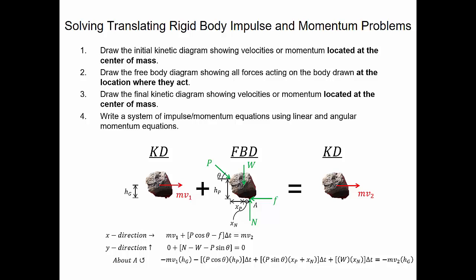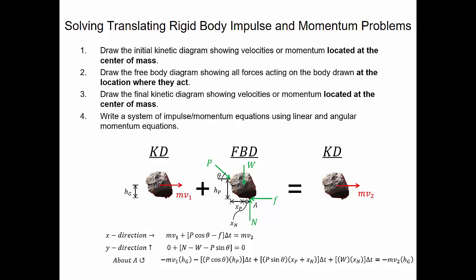Then, moving to my free body diagram and calculating the moments times the change in time from that diagram, we would have the applied force P in the x direction, which would be P cosine of theta, times its perpendicular distance from A, which is h sub p, times the change in time, and this would create a negative moment, so we have a negative sign.